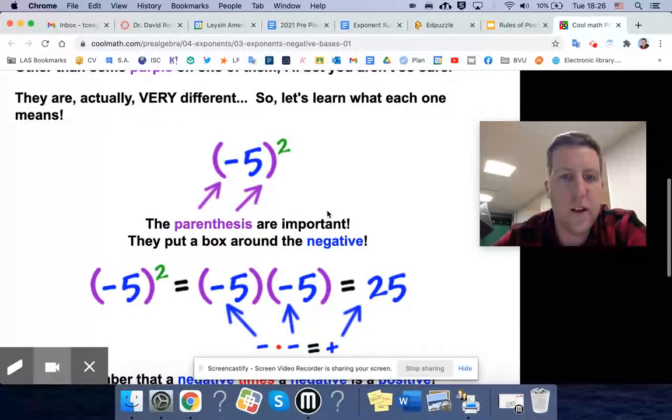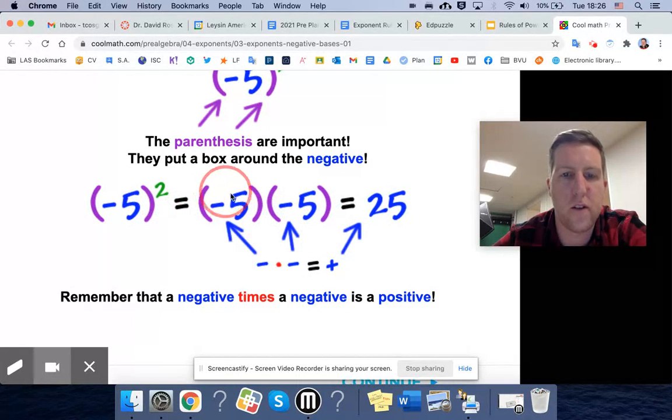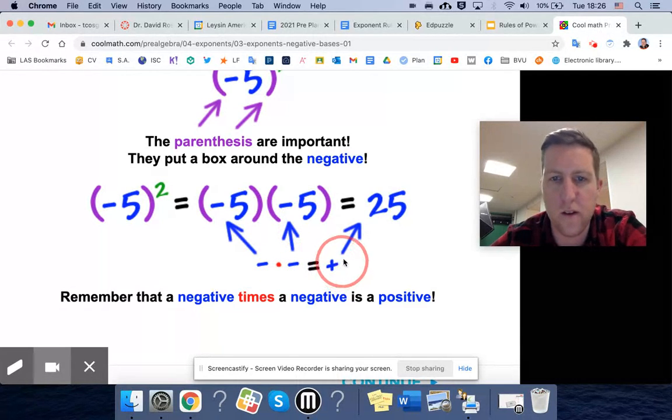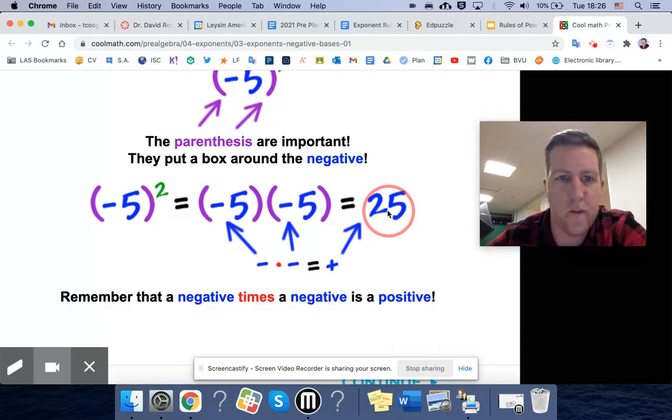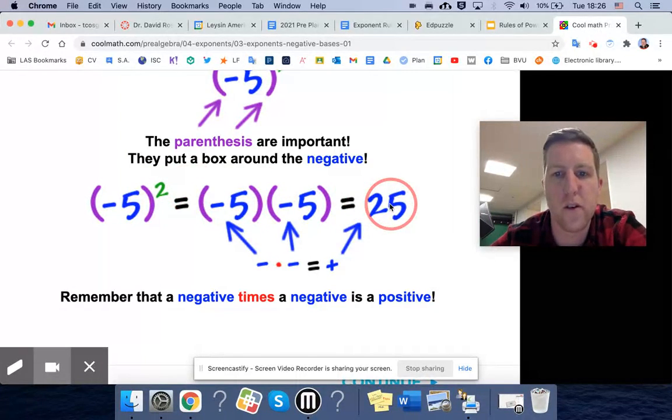So if we have brackets, it means that we're multiplying the thing in the brackets as many times as the exponent says. So in this case, we're multiplying it twice. So we have minus 5 times minus 5. When you multiply two negative numbers together, you get a positive result. So the answer is 25. So negative 5 in the brackets like this to the power of 2 gives you positive 25 as an answer.